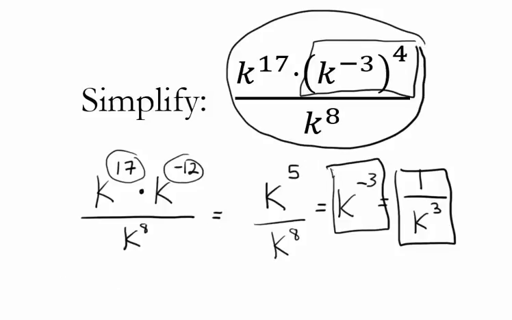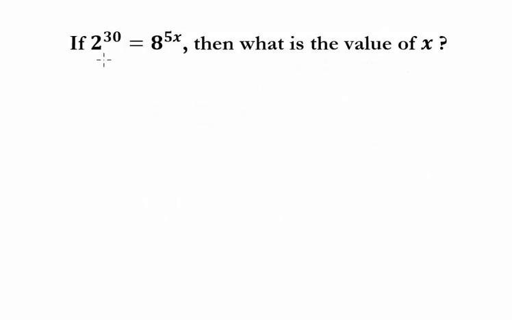Let's take a look at another example. If 2 to the 30 power is equal to 8 to the 5x power, then what is the value of x? Now you may be tempted to look at these exponents and say, well, 30 equals 5x, and therefore x equals 6. You can't do it in this case, because the bases, which we're raising to the 30 power and the 5x power, are different.